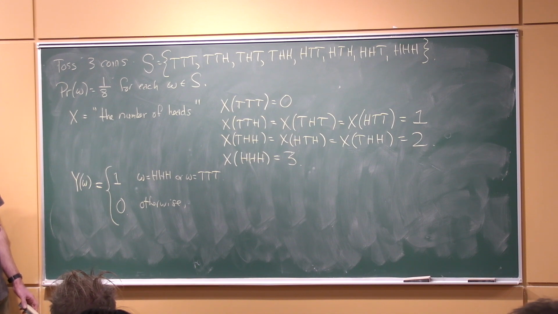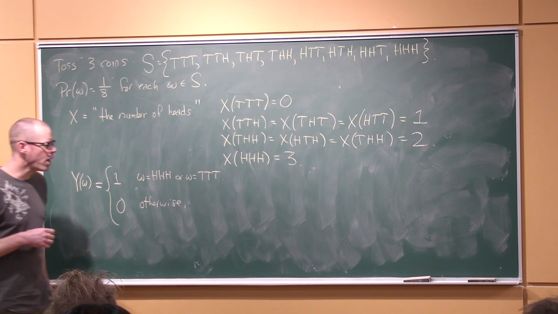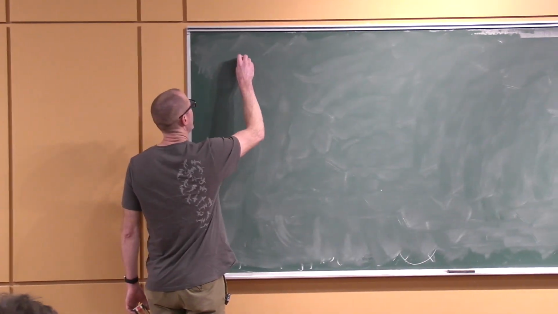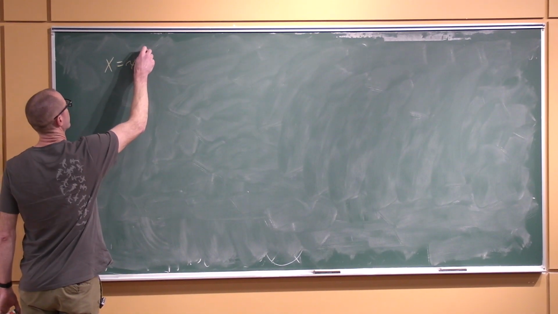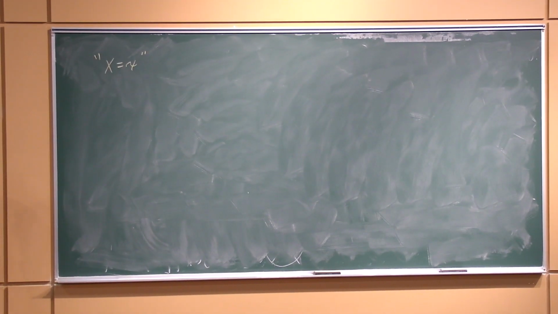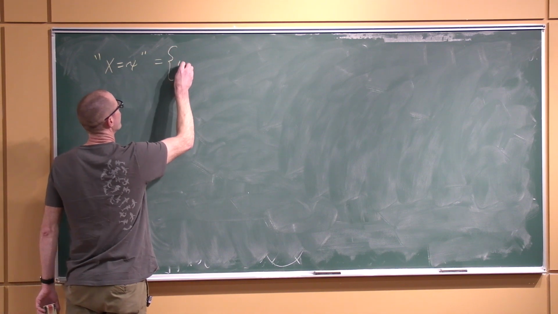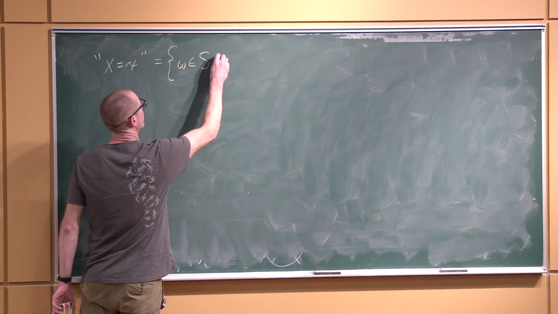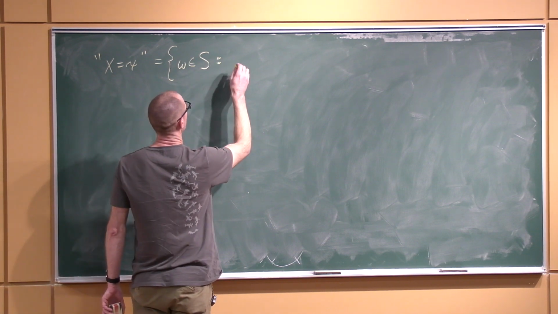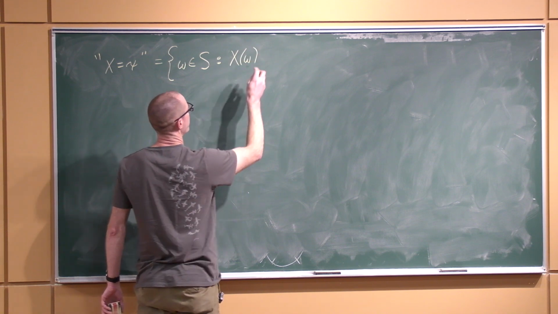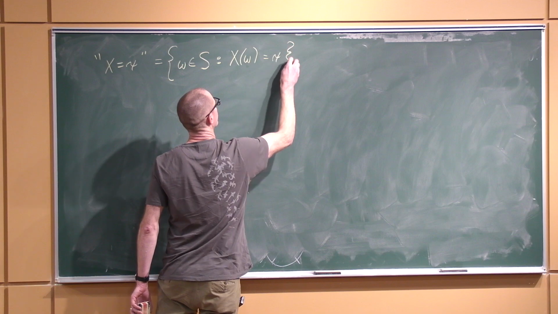So for example, in general, if I look at the event X equals x, then what is that event? Well, that just means you look in your set of outcomes and you keep exactly the ones where the function evaluated at that thing is equal to x. Okay.